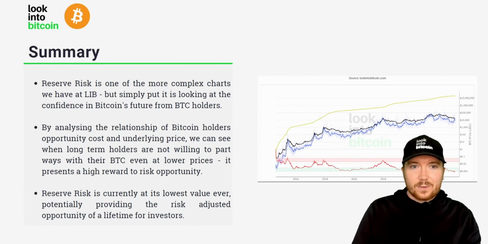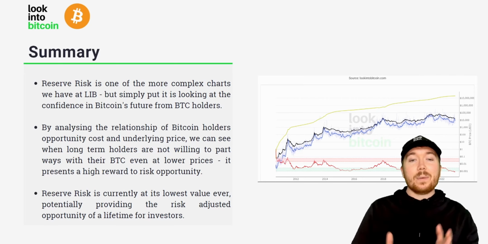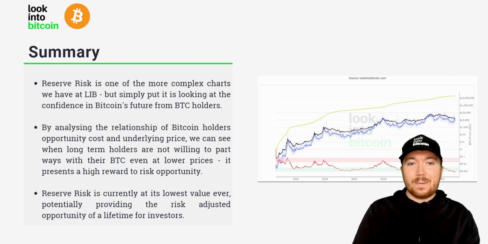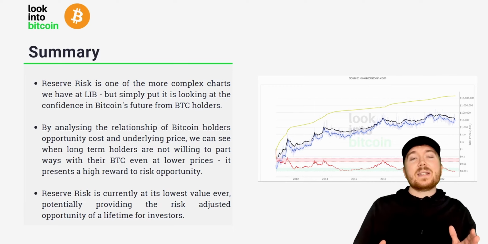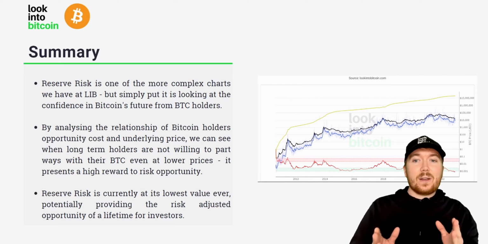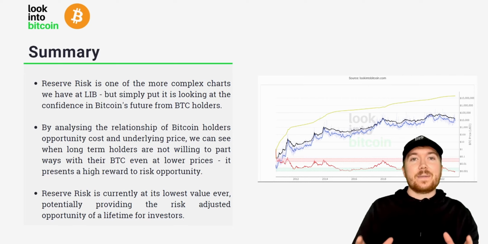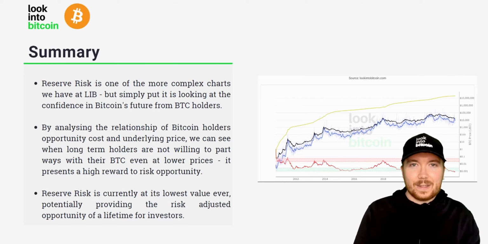So, just to summarize, reserve risk is one of the more complex charts we have here at Look Into Bitcoin, but simply put, it is looking at the confidence in Bitcoin's futures from the perspective of Bitcoin holders. If they're not willing to part ways with Bitcoin at certain prices, they're probably confident that prices will be higher in the future. Whereas if you see Bitcoin holders that have been holding for an extended period of time, especially those with large stacks willing to sell, this may indicate that they do not have the utmost of confidence that they can get even better prices in the future.